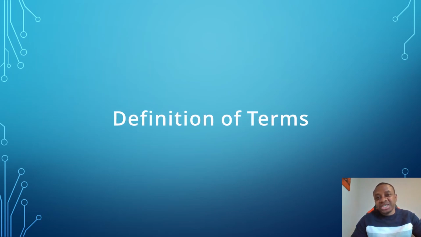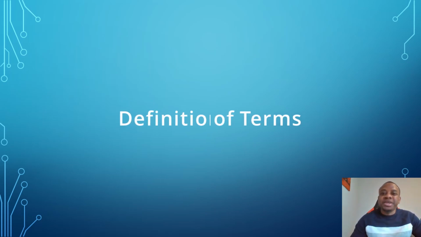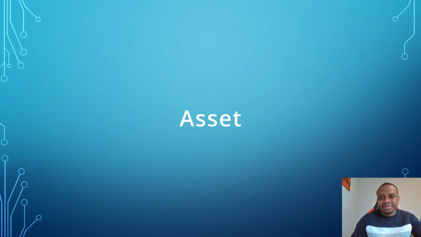Still on definition of terms, we'll be looking at the word asset. When you hear the word asset, what comes to your mind? An asset is something of value: property, people, information, systems. An asset is what we are trying to protect.